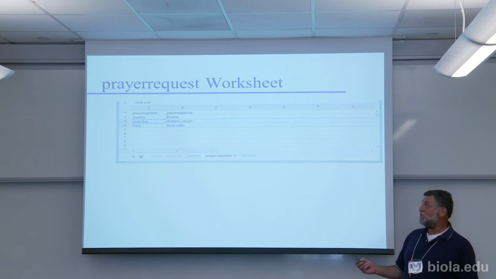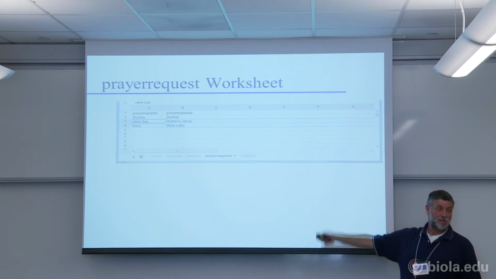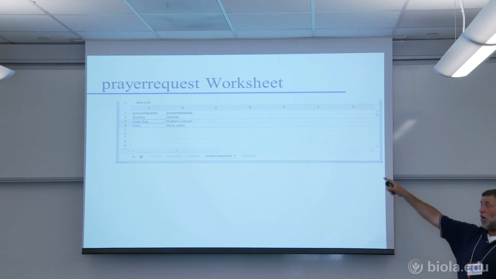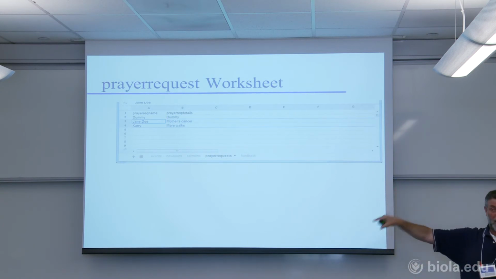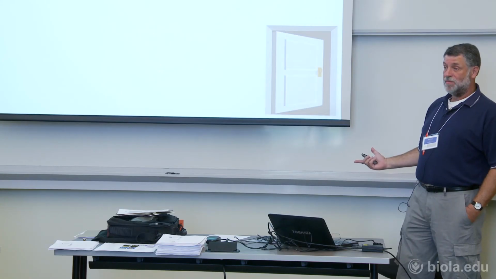And this is the result. So somebody would have entered Jane Doe as the person who's asking for prayer, and the subject is for her mother's cancer, etc. And this will go automatically after tapping one button into the spreadsheet. Okay? You with me so far?